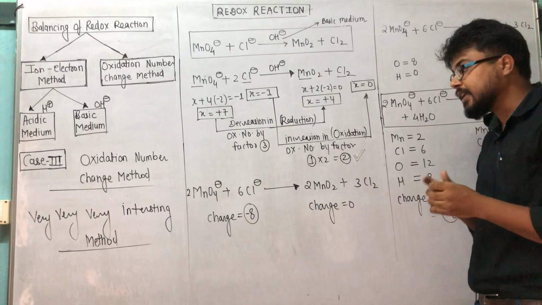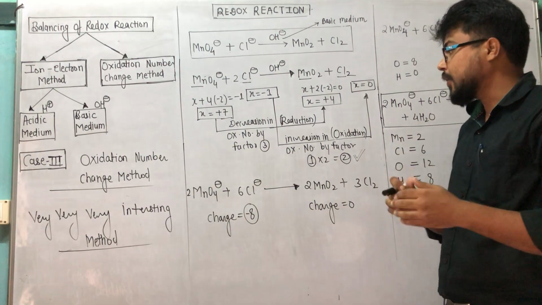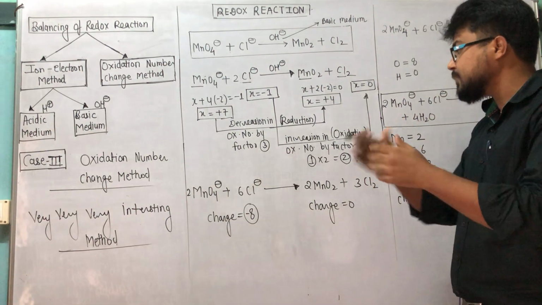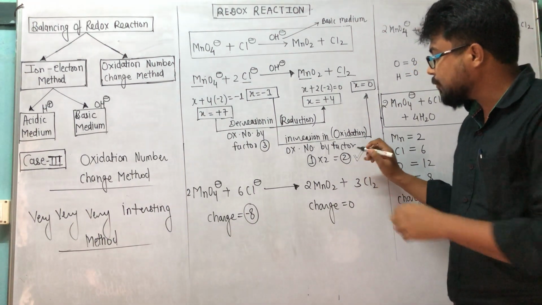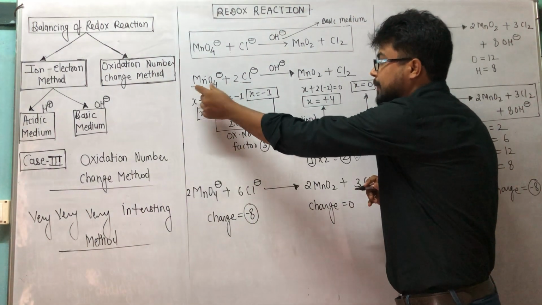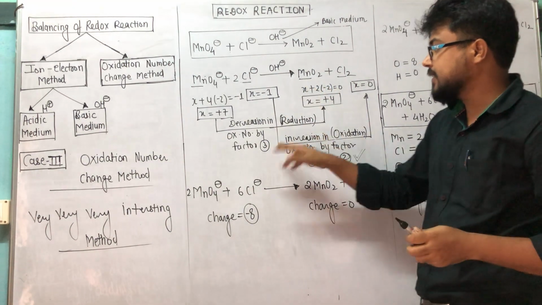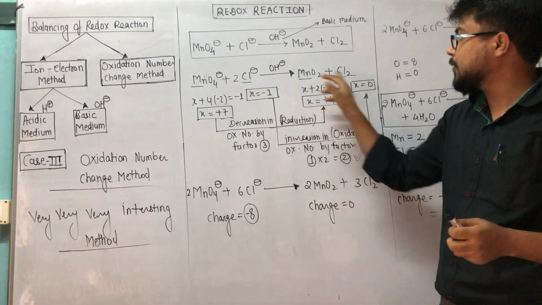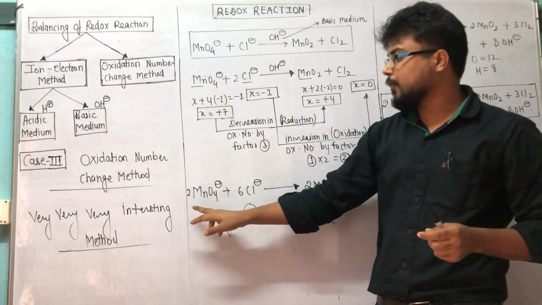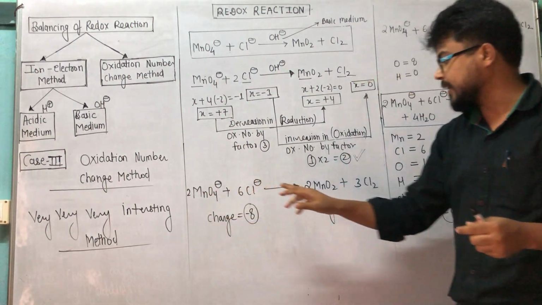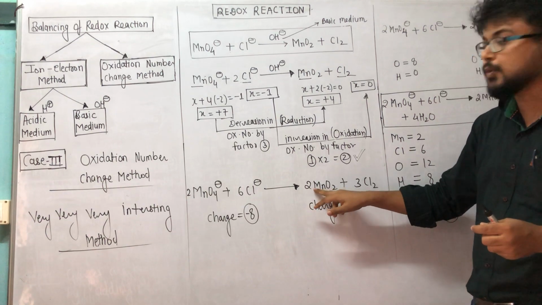So my next duty is cross multiplication. This 2, I have to multiply with MnO4 minus to MnO2, and this 3 for chloride ion to chlorine. So see here, after multiplication with 2, MnO4 minus will become 2 MnO4 minus and MnO2 will become 2 MnO2, correct?